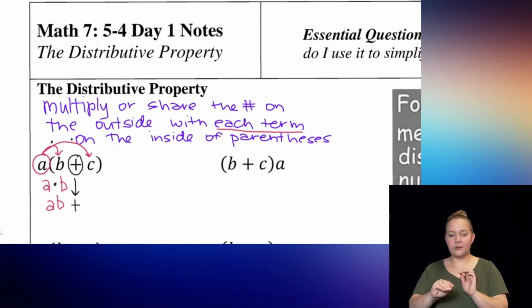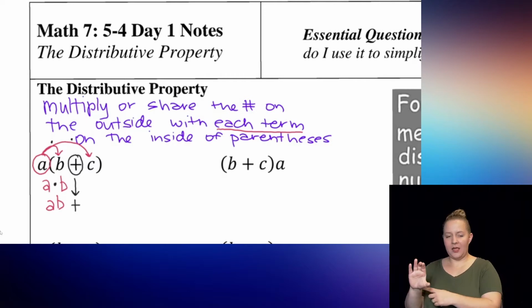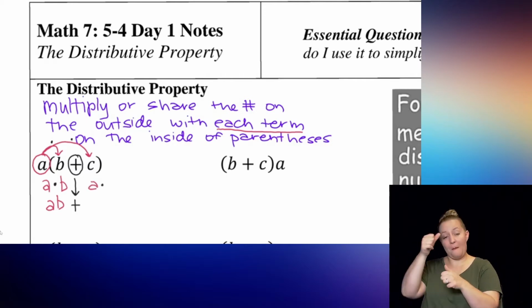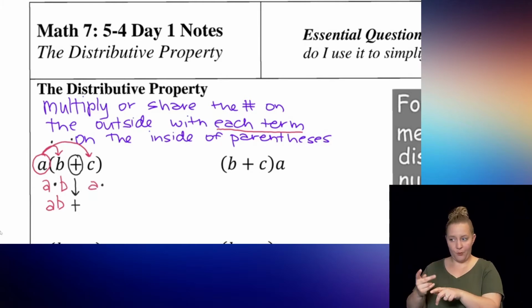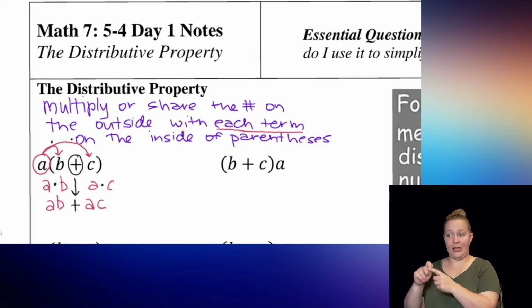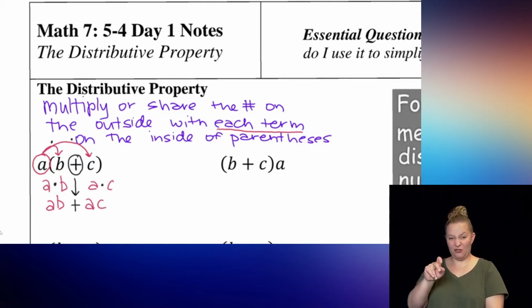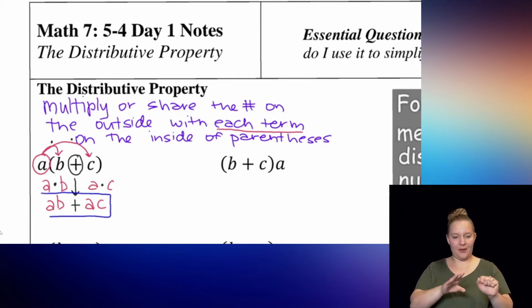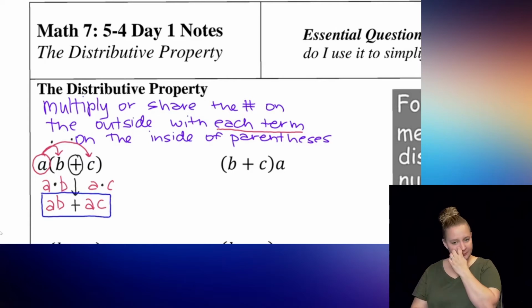Now, this addition symbol needs to be brought down here. So now I have plus, I've used that addition symbol. Now I'm distributing over here to C. When I take A times C, remember, whenever we are multiplying, especially two variables, you can go ahead and smush those two things together. So this would be AC. So therefore, whenever I'm distributing or multiplying the letter A, I would end up with this final answer of AB plus AC.